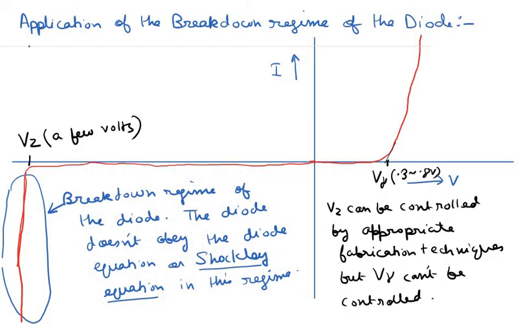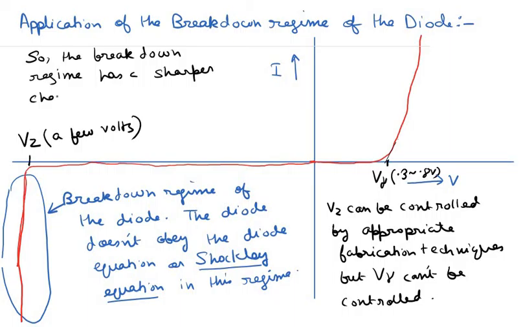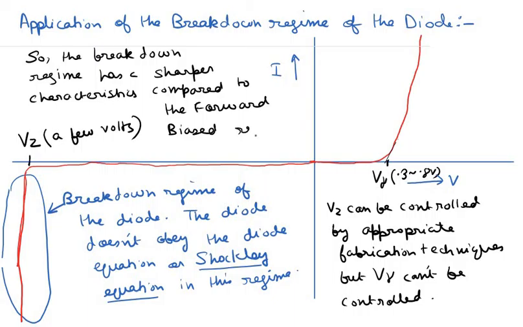So the breakdown regime has sharper characteristics compared to the forward biased regime. Of course, the forward biased regime beyond the cut-in voltage, that is.